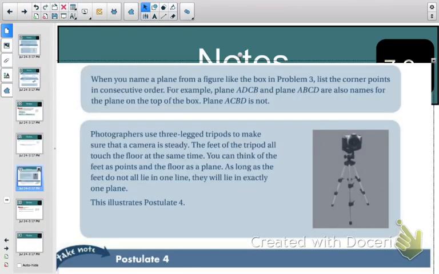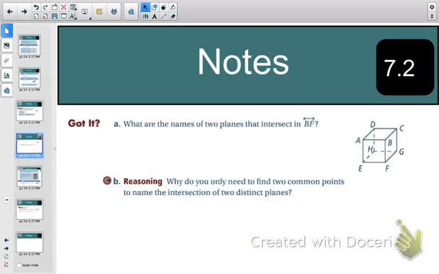Alright, 2 more. When you name a plane from a figure like the box in problem 3, list the corner points in consecutive order, meaning you have to go in order. For example, plane ADCB and plane ABCD are also names for the plane on the top of the box. And plane ACBD is not. So ACBD, you don't want to go out of order. You want to go around in the circle. So ADCB, or you could say ABCD. Or you can start anywhere, but just don't skip over points and then come back to them.